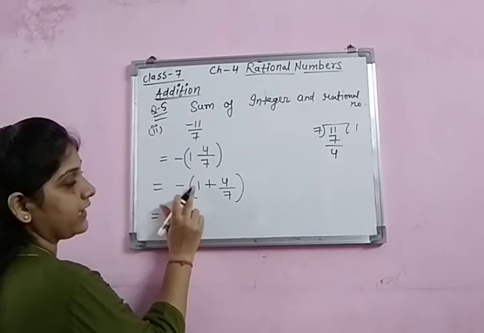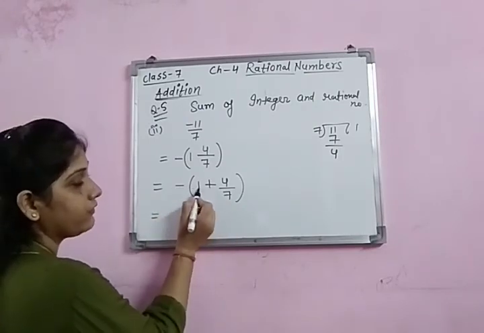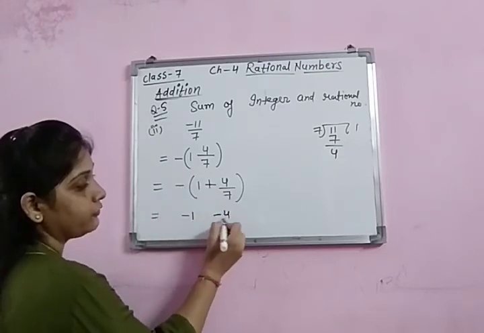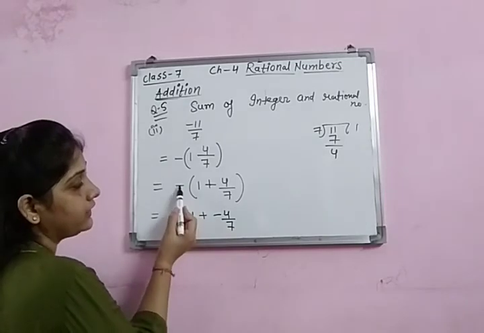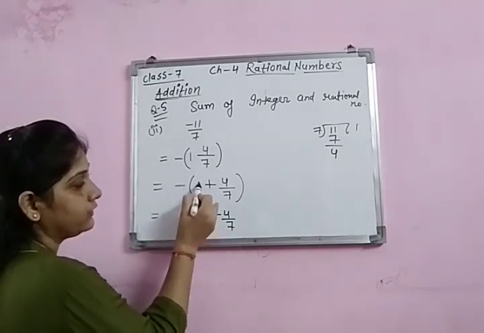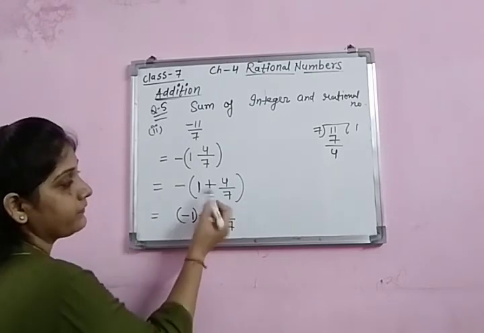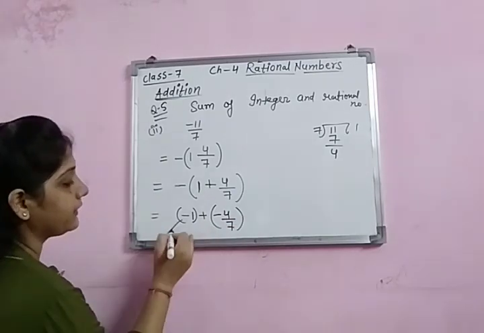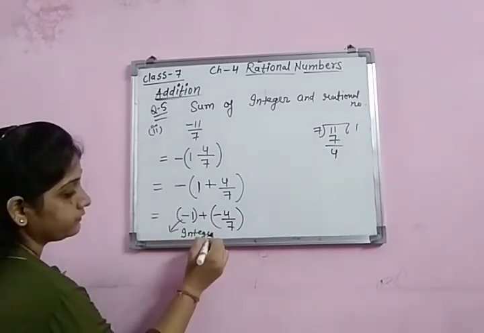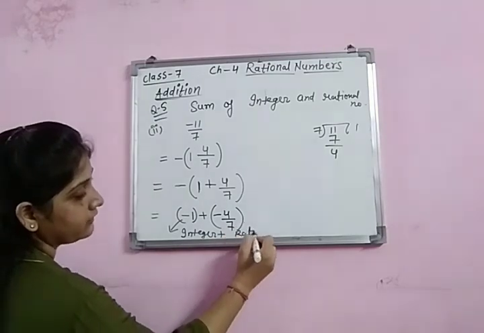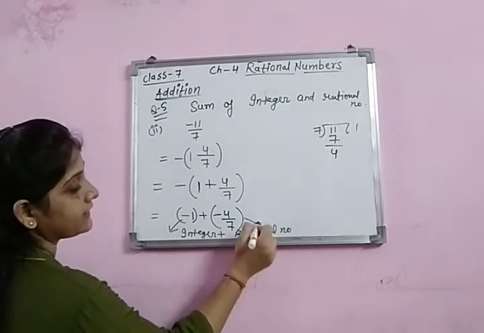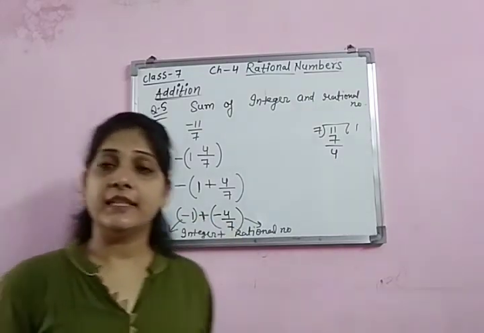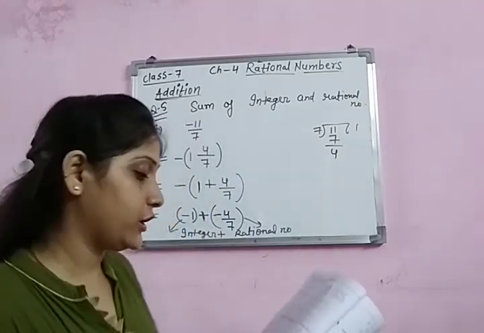Now, open the bracket. This negative sign gets multiplied with both. So, negative 1, now, plus negative 4 by 7. Actually, what I have done is written this negative sign with both. With this, I got minus 1. And I am writing this plus as it is, now negative 4 by 7. So, do you think minus 1 is an integer? Plus, and negative 4 by 7 is a rational number. So, I have written it as the sum of an integer and a rational number. Sum means the addition of an integer and a rational number. In the same way, we can do the next question also.